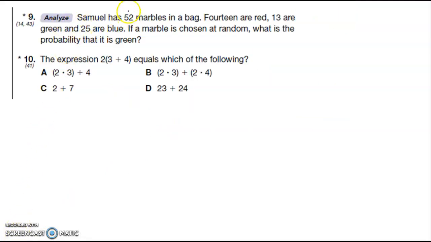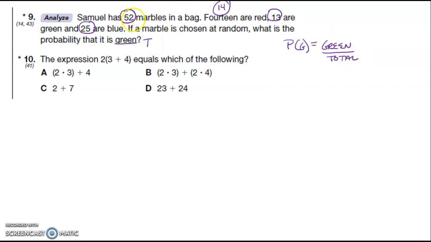Number 9, Samuel has 52 marbles in a bag. 14 are red, 13 are green, 25 are blue. If a marble is chosen at random, what is the probability of green? So we have the probability of a green marble is equal to the number of green marbles over the total number of marbles. So let's see what our total is.